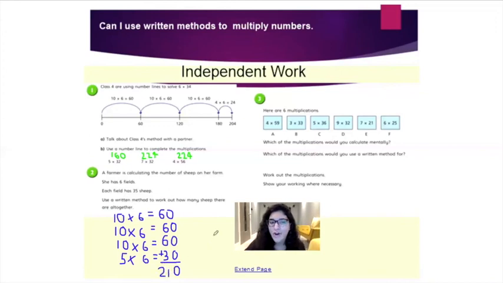So how many sheep does she have altogether on her 6 fields? She has 210 sheep. Well done if you got that correct. If you used a different method but got the same answer, you're still doing the absolute correct thing. So well done.